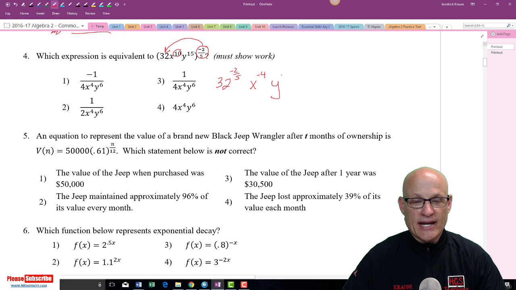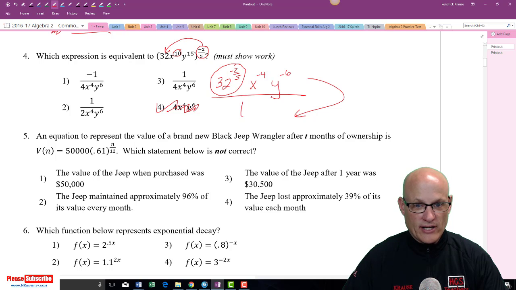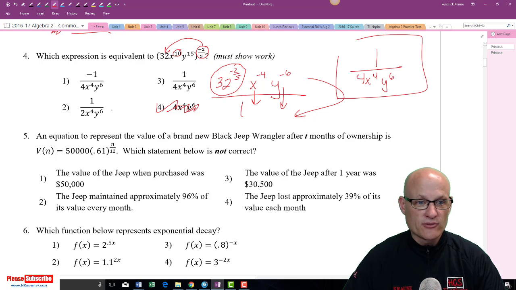y to the negative 30 over 5, which would be negative 6. Now, since they're all negatives, they all have to come to the denominator. So this answer can't be right. And if I'm guessing correctly, because all the answers have 4 in them, that's 4. So it's going to be 1 over 4. This comes down, becomes x to the positive 4. This comes down, becomes y to the positive 6. And there we go. Hopefully that's one of the answers.